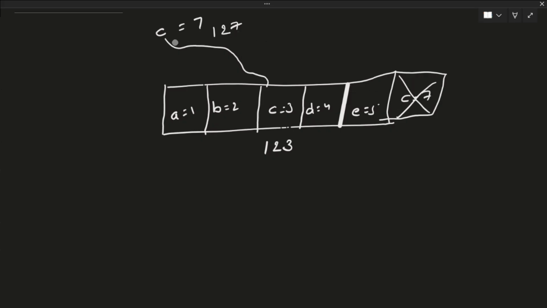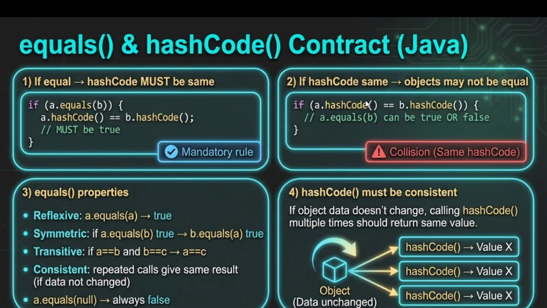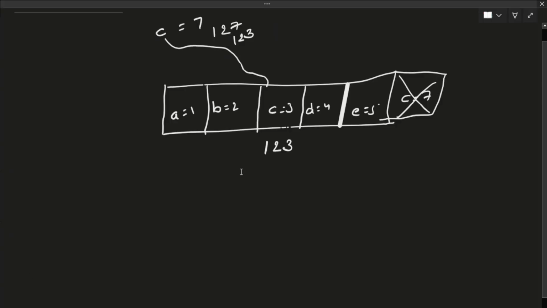If objects are the same by the equals method, the hash code should be the same. It should be 1, 2, 3. So that is what we are discussing here: if equals, the hash code must be the same. As we see here, if C equals C, then the hash code will be the same. It should not be different.